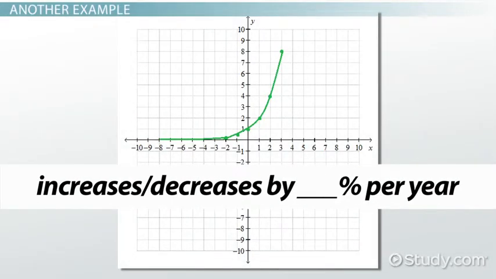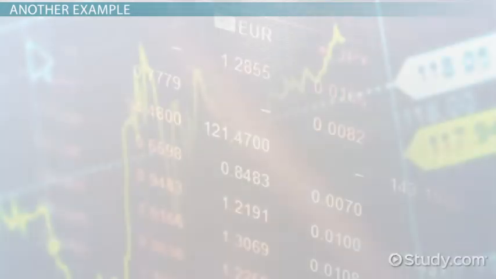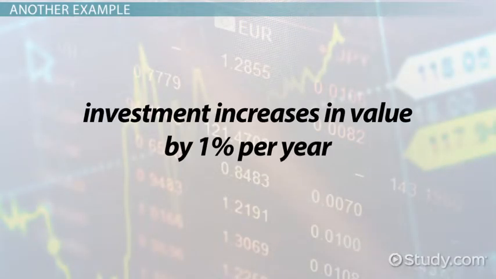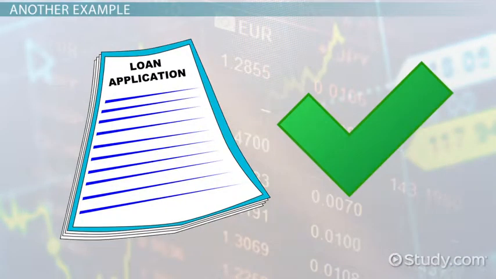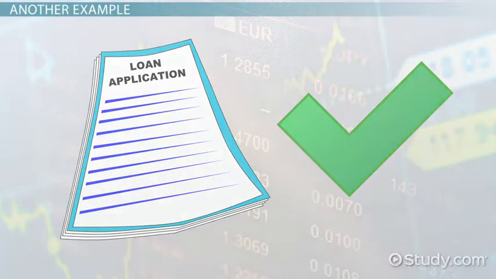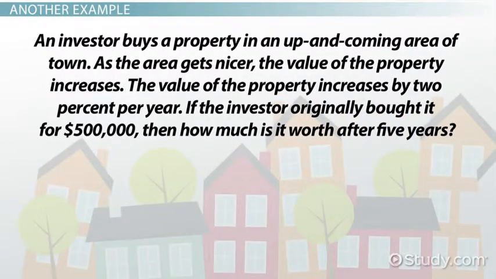A common way that you'll see exponential functions described in words is with a phrase like increases or decreases by blank percent per year. For example, an investment increases in value by 1% per year. If you're calculating interest on a loan, you'd use this kind of equation. Let's take a look at an example problem to see how it works.